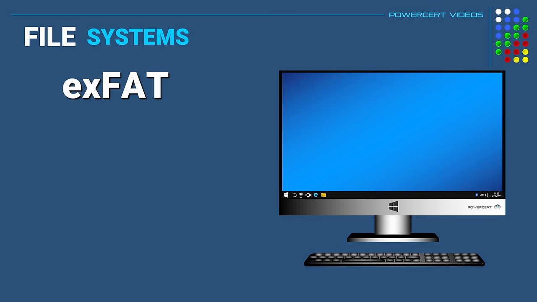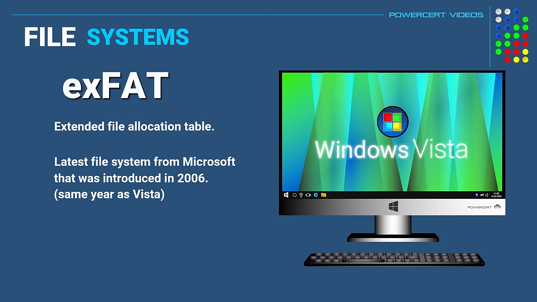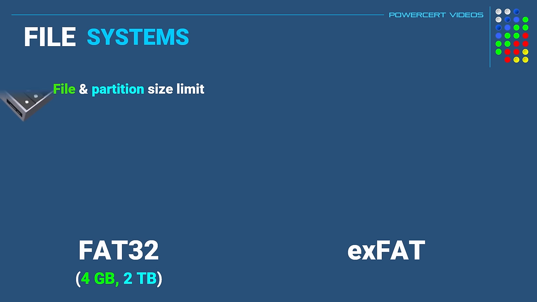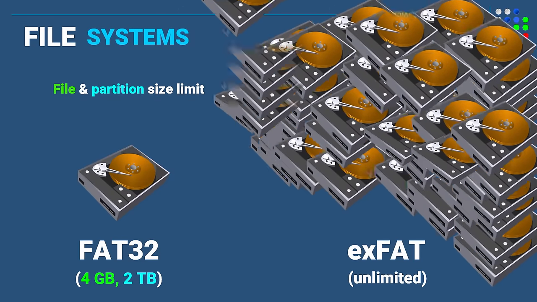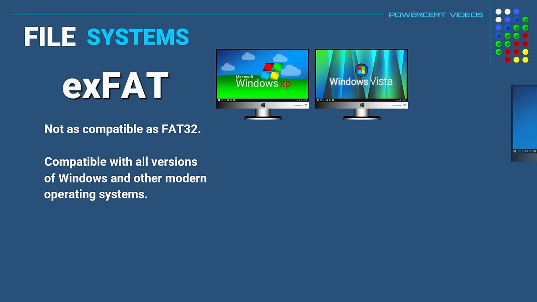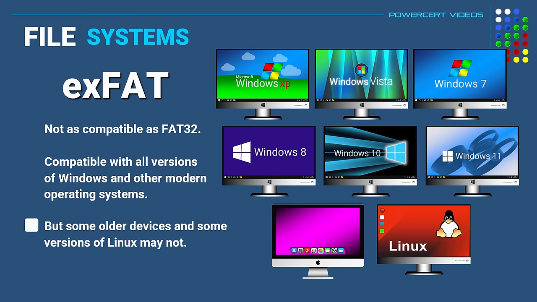And then there's exFAT. Now exFAT stands for Extended File Allocation Table. And exFAT is the latest file system from Microsoft that was introduced in 2006. Now even though FAT32 is still used, exFAT was made as an improvement to the older FAT32. And the major improvement was file and partition size. So where FAT32 has a limit on file and partition size of 4 gigabytes and 2 terabytes respectively, exFAT can support file and partition size limits that are so huge that they are pretty much limitless. However, the downside of exFAT is that it's not as compatible as FAT32. All versions of Windows and other modern operating systems and devices work fine with exFAT, but some older devices and some versions of Linux may not.